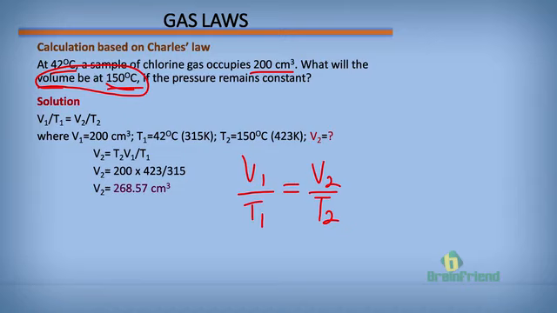Remember here, temperature has been increased from 42 to 150. It means that the final volume we are going to get when we are done with this calculation is also going to be what? Increased from 200 to whatever we are going to derive. So with this formula, our V1 was given at 200 cm³. Our T1 was given at 42 degrees Celsius. But remember that we're supposed to be working with what?